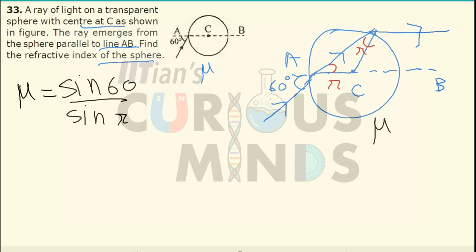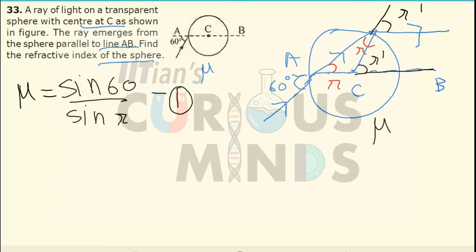I do not know the value of R, neither do I know the value of mu, so let this term be as it is. Now the emergent ray is parallel to this part. It means that if I extend this point, let this angle be R dash and this one also R dash. Both these angles will be the same, because for parallel lines they form corresponding angles.